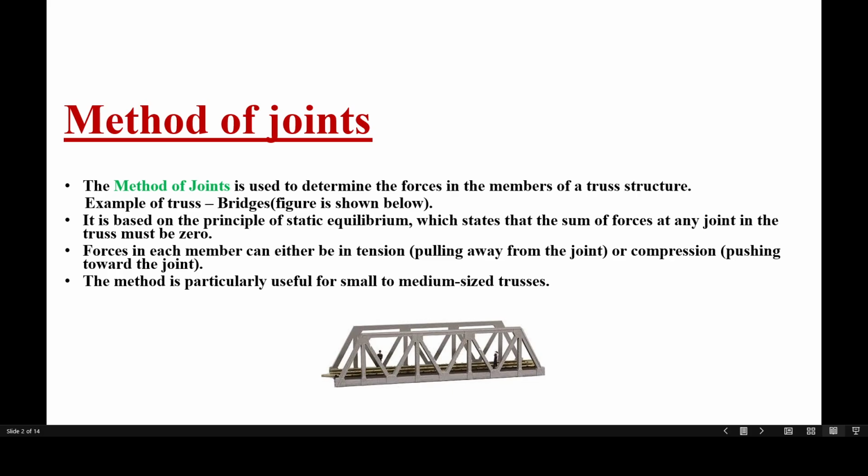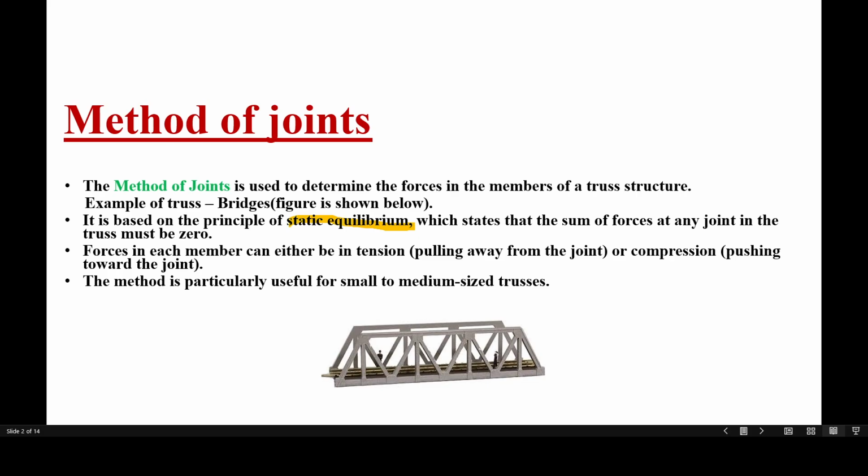The principle behind this method is simple. It's based on static equilibrium. That means at any joint in the truss, the sum of forces must be zero. This is because for a structure to remain stable, it shouldn't be accelerating in any direction. So if we apply the method of joints correctly, we will be able to solve for the internal forces within each member of the truss.